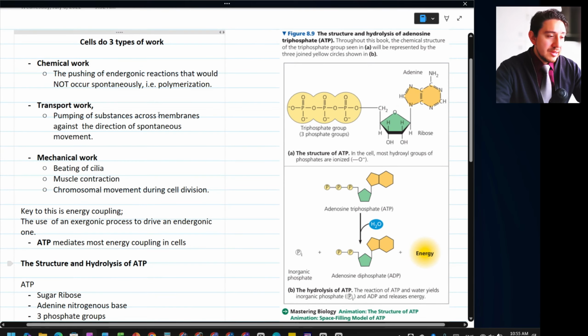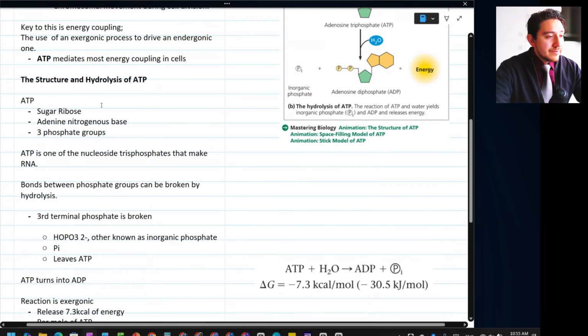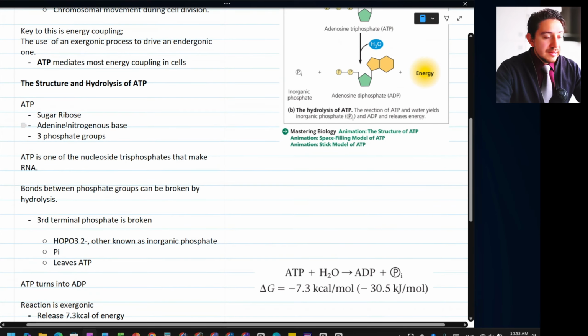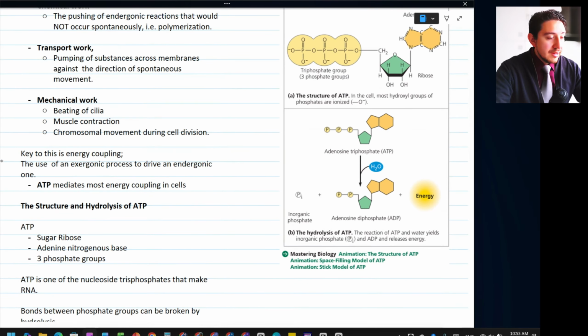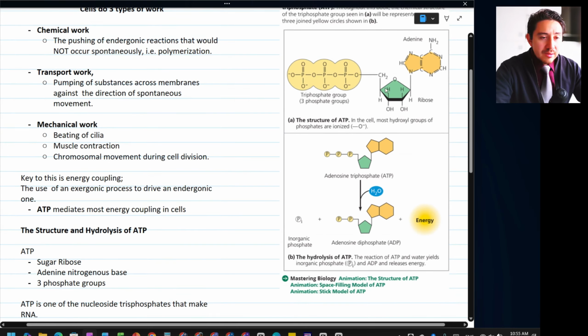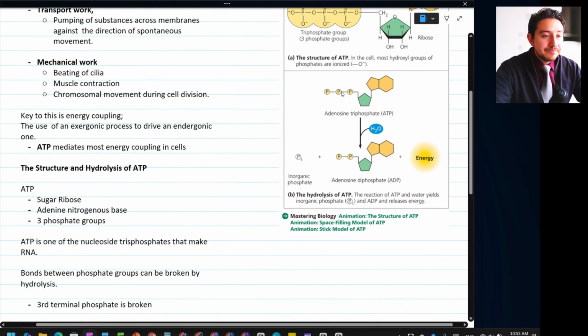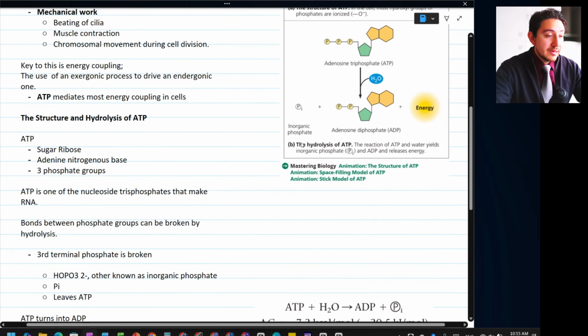We talked about ATP around chapter 4, if I remember, chapter 4 or 5, if I remember correctly. So, the structure and hydrolysis of ATP. As we know already, ATP is essentially composed of a sugar, a ribose sugar, and an adenine nitrogenous base, as you can see here: adenine, a ribose here, and then you have 3 phosphate groups. And these 3 phosphate groups are what actually provide that energy to chemical reactions.